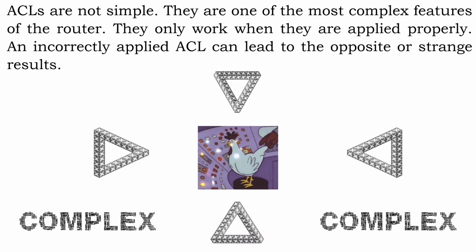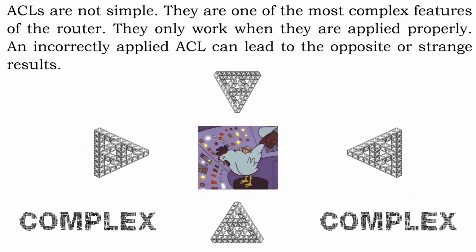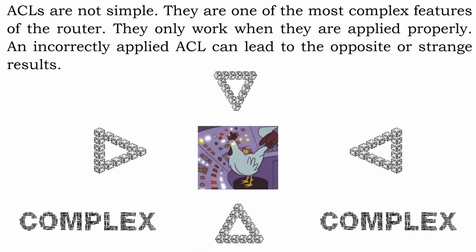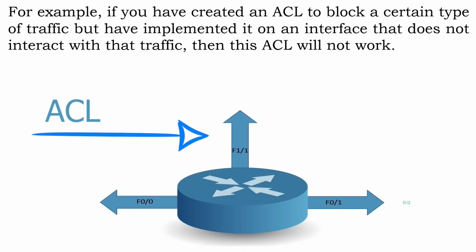ACLs are not simple. They are one of the most complex features of the router. They only work when they are applied properly. An incorrectly applied ACL can lead to the opposite or strange results. For example, if you have created an ACL to block a certain type of traffic but have implemented it on an interface that does not interact with that traffic, then this ACL will not work.